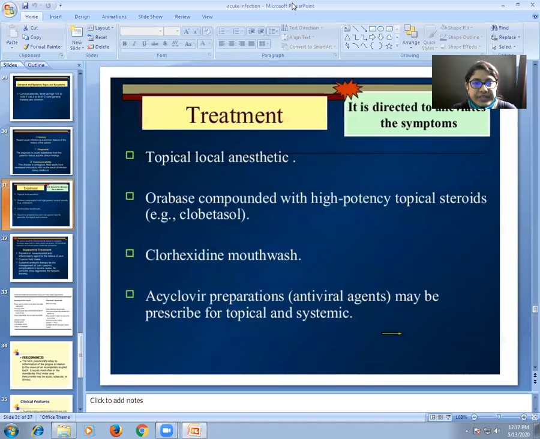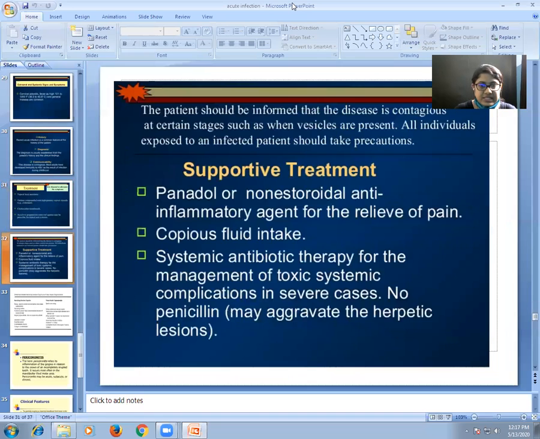So, what should be the treatment of this disease? First, you have to apply topical anesthesia. After that, you have to give an oral-based compound with high-potency topical steroids. Then, advise chlorhexidine mouthwash. Basically, this disease is caused by a viral infection, so you have to give antiviral therapy. The antiviral agent is acyclovir. You have to prescribe it, topical as well as systemic.